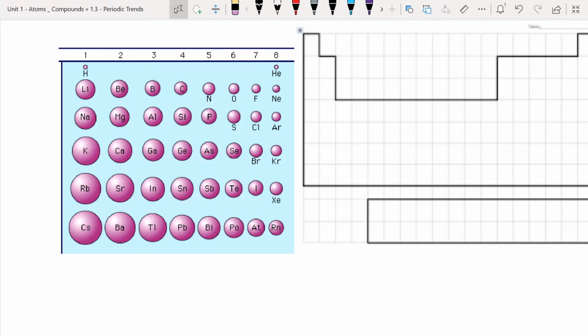Does that make sense? So barium's got a little more positive charge in the center, so the electrons pull a little closer. Tellurium, a little bit more, pulls closer. Lead, a little bit more still, so the electrons pull closer. Bismuth, a little bit more.